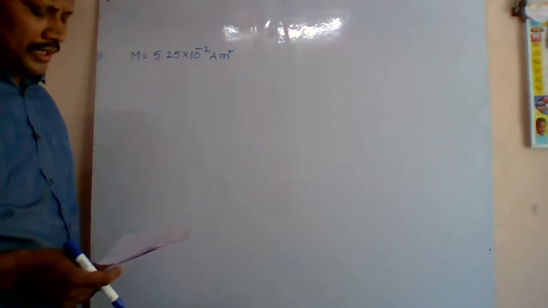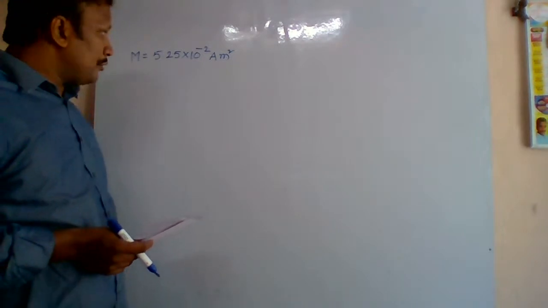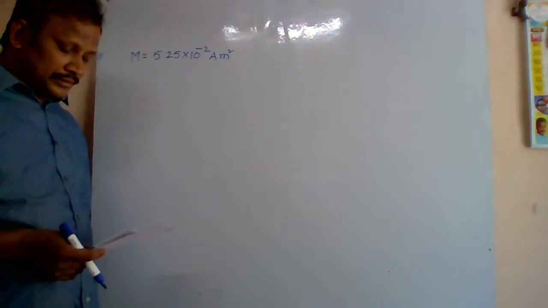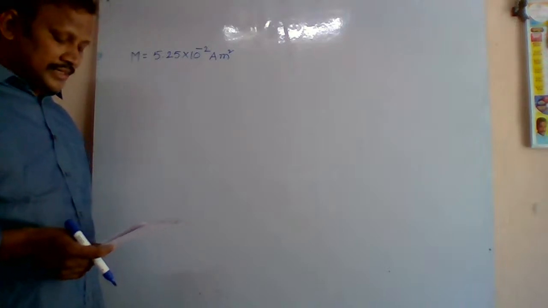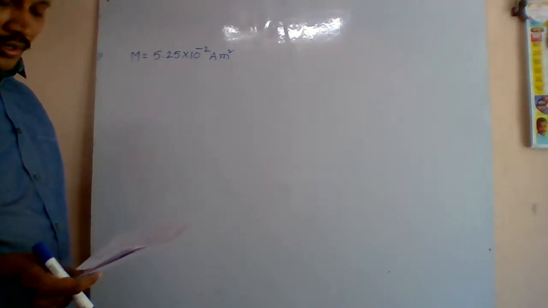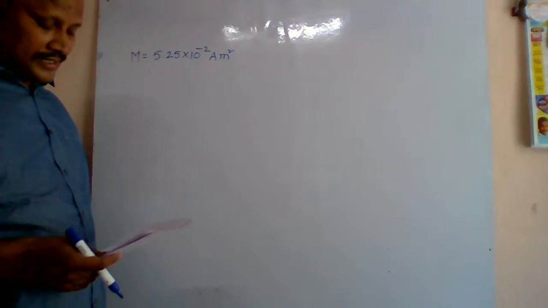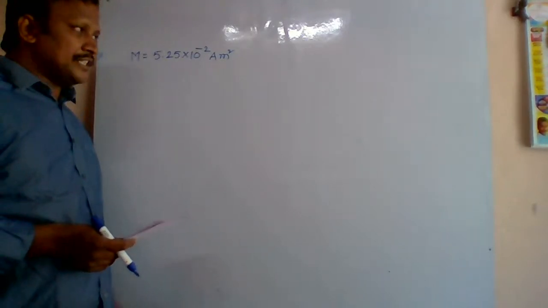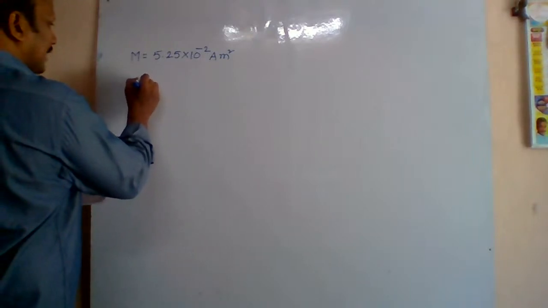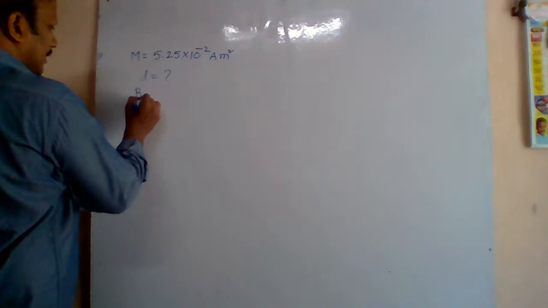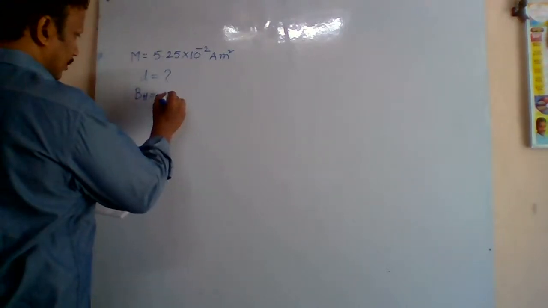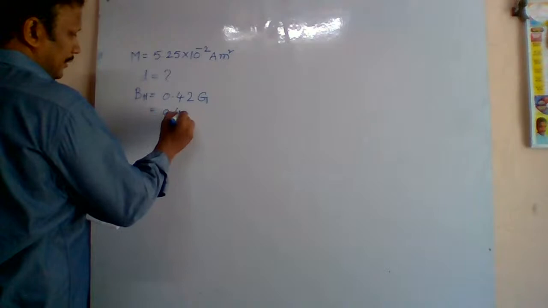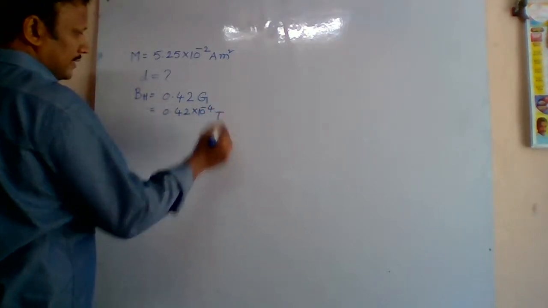So once again, the short bar magnet of magnetic moment 5.25 into 10 power minus 2 ampere meter square is placed with its axis perpendicular to the Earth's magnetic field direction. At what distance from the center of the magnet on the normal bisector is the resultant magnetic field inclined at 45 degrees with the Earth's magnetic field? In bracket, BH value is given. Now you have to find the distance D. The horizontal component of the Earth's magnetic field is 0.42 G. G means what here? Gauss. So 0.42 into 1 Gauss, which is equal to 10 power minus 4 Tesla.